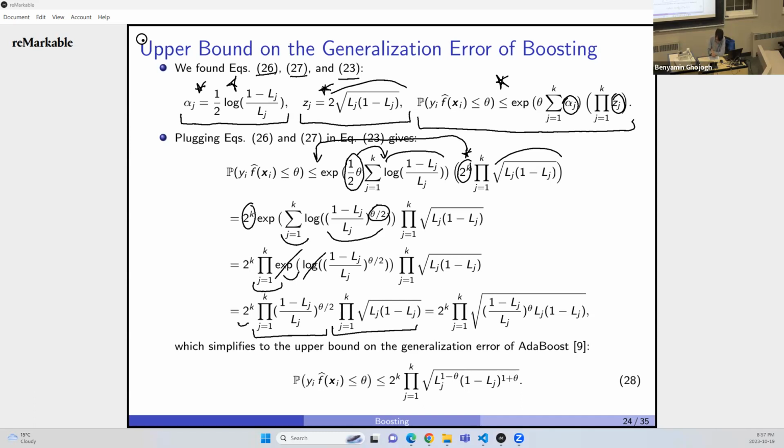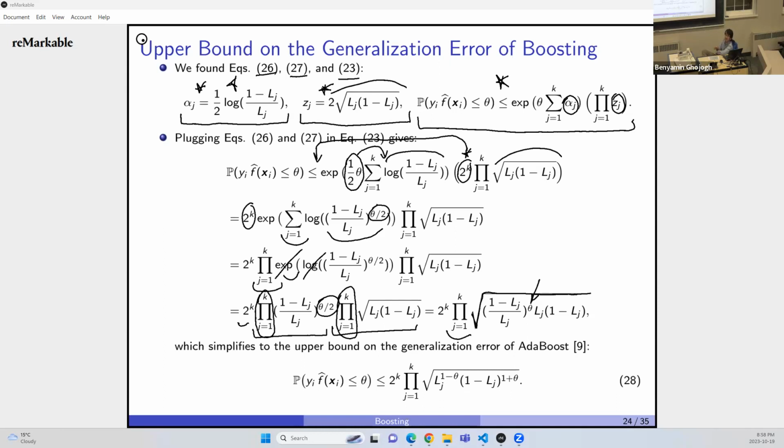Agreed? I have 2 multiplications over j, so I can merge them into one multiplication, because multiplication of multiplications is multiplication, right? And one of them has a square root, one of them has the power theta over 2. So this has power of theta over 2, this has power of half. So as a result, I can bring both of them in under the square root, where this one has theta in. Agreed?